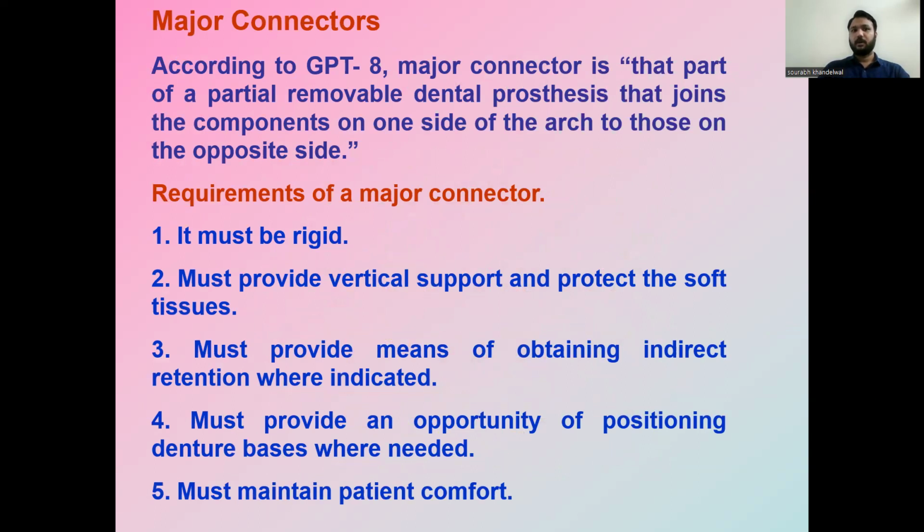So major connector is that part of a removable partial denture that joins the components on one side of the arch to those on the opposite side. What are the requirements of a major connector? It must be rigid, must provide vertical support and protect the soft tissues, must provide means of obtaining indirect retention where indicated, must provide an opportunity of positioning denture bases where needed, and must maintain patient's comfort.